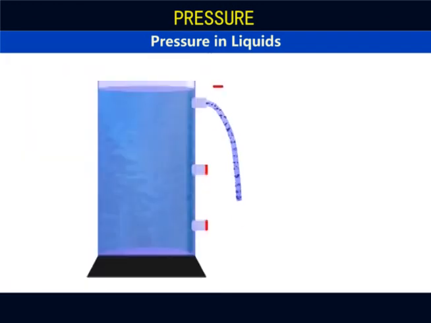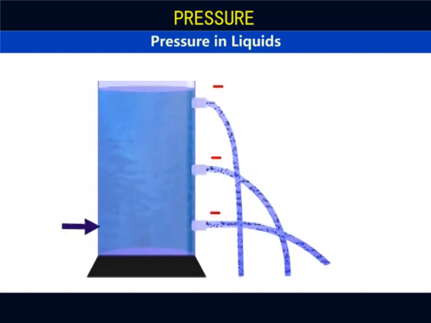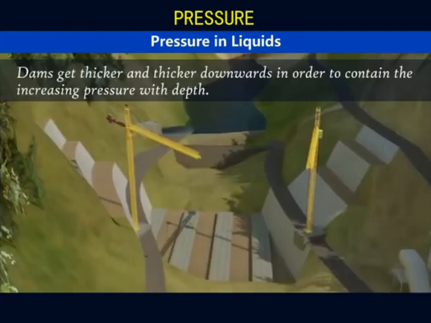From our experiment, water gushed out the farthest because this is where pressure was largest. It increases with depth. This explains why dams get thicker and thicker as you go down, in order to withstand the higher and higher pressure as you go down.